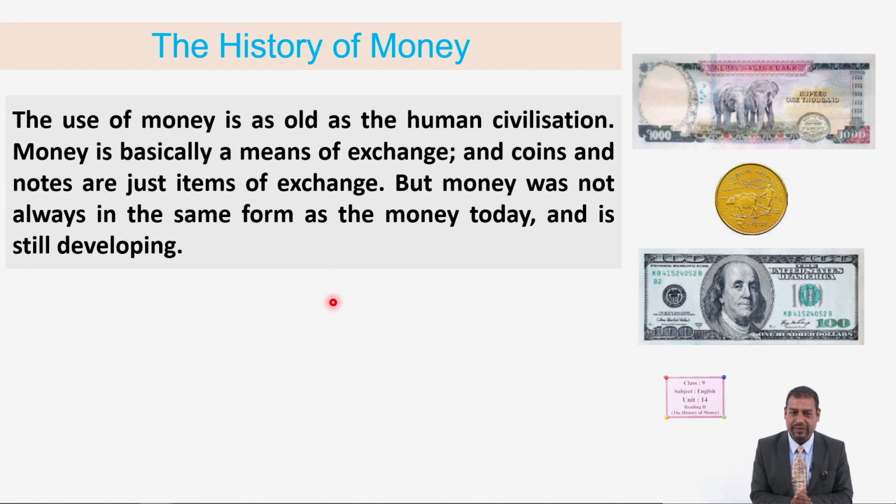Dear students, from this paragraph, you have to understand that the use of money is as old as the human civilization. So, can you find out the time of human civilization? It's really difficult for us. From that time onwards, people have been using money. See, it's very interesting. But you have to understand that there are different forms of money. The money that we are using today was different from the past. Okay, so we are going to learn this sort of things in this text.